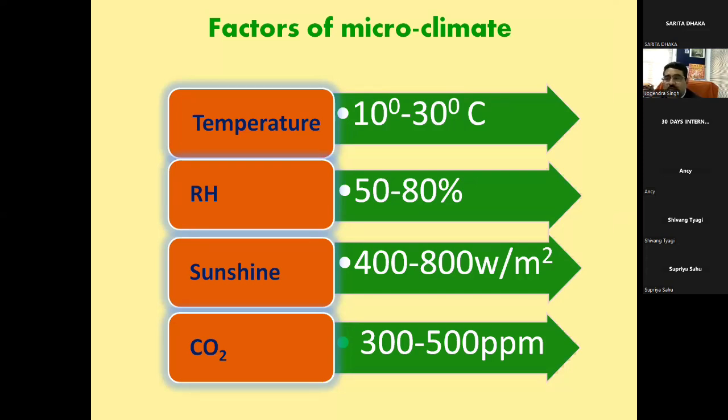Some scientists recommend fixed values: this temperature will be suitable, this humidity, this CO2 level, but we cannot maintain them without devices. High-tech polyhouse or high-tech greenhouse or computerized greenhouse can maintain the recommended temperature, RH, CO2 and other parameters, because we can add devices for temperature, humidity, CO2, sunshine, LED light and others. So we can fulfill the requirement.